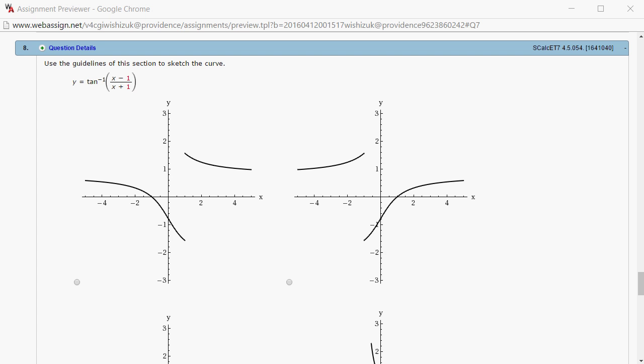Alright, let's look at homework 4.5, problem number 8. We want to sketch the graph of y equals arctangent of (x minus 1) over (x plus 1). Alright, so let's do that.